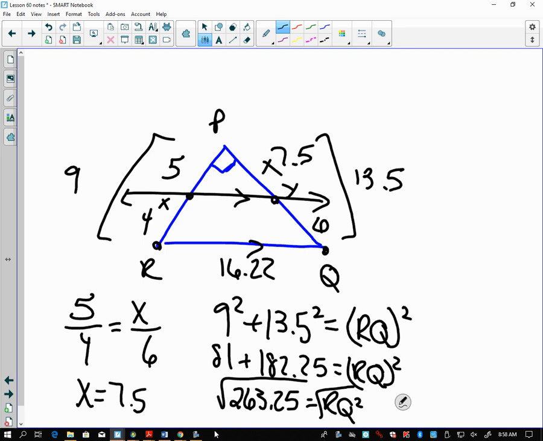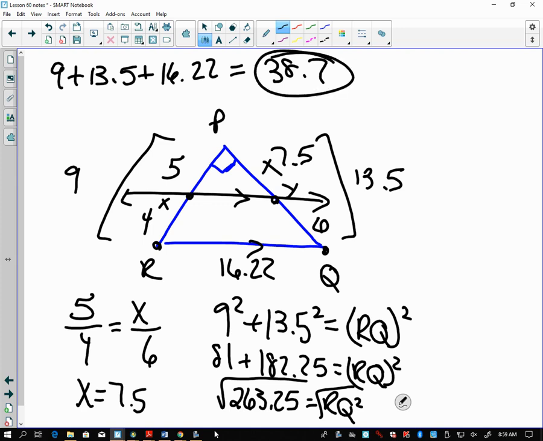I need to do one more thing. What is that? My answer is not 16.22 because I need to go back and see what was the actual question. Find the perimeter, right? We needed RQ to find the perimeter, but now what do I need to do? Add up all the whole sides. So 9 plus 13.5 plus 16.22. What is my perimeter? All right, and we're going to take it to the nearest tenth. So 38.7. And they didn't give me any kind of units, I don't think. So we're just going to leave it like that there.